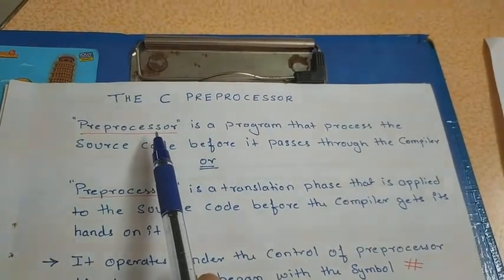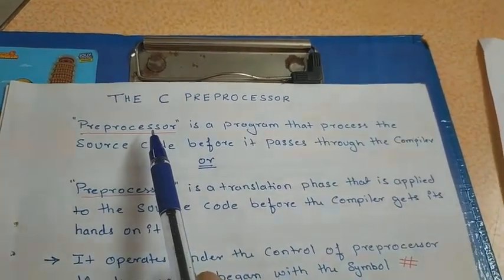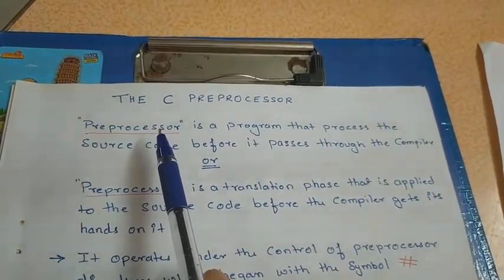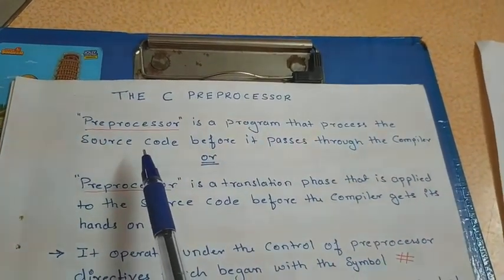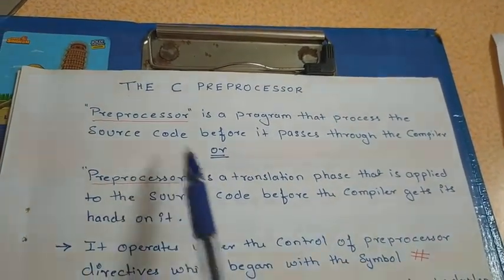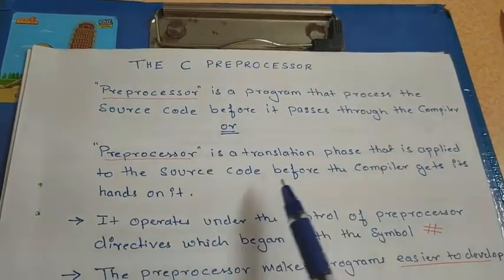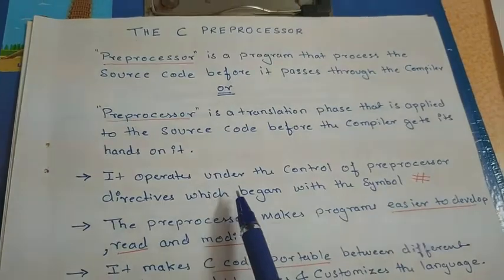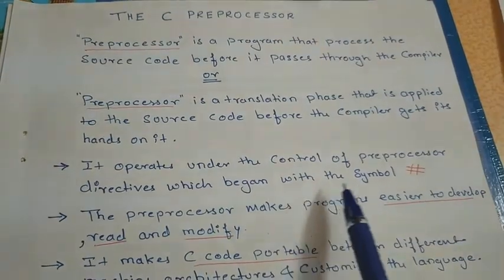So it is automatically used by the compiler. It performs a series of textual translation of input and returns pure C code to the compiler, and then it is compiled by the compiler. So preprocessor is a translation phase that is applied to the source code before the compiler gets its hands on it. It operates under the control of preprocessor directives, which begin with the symbol hash.